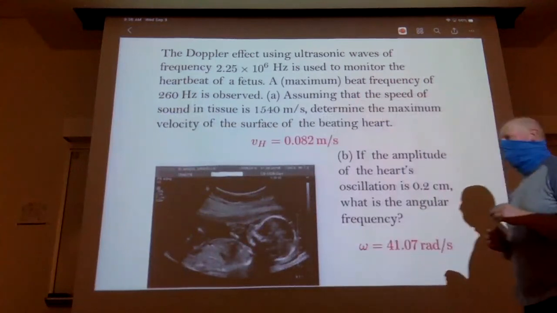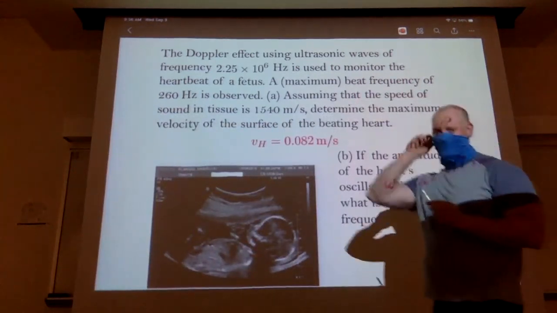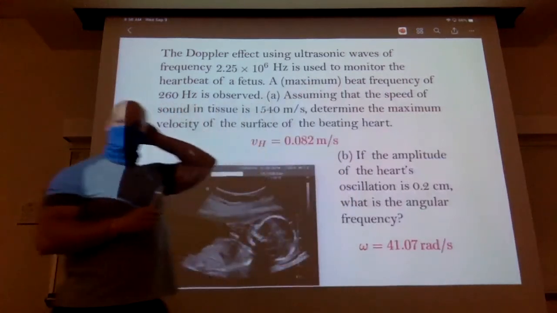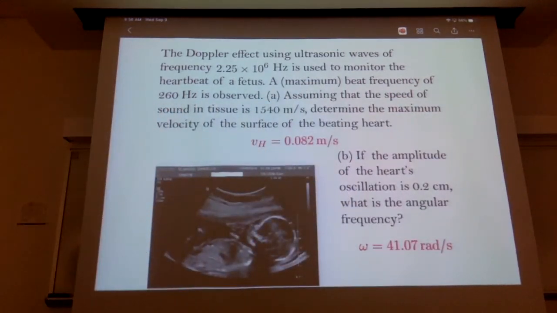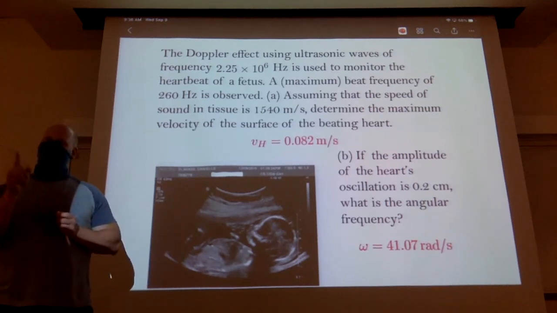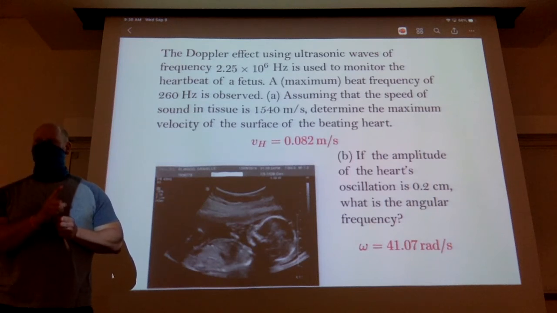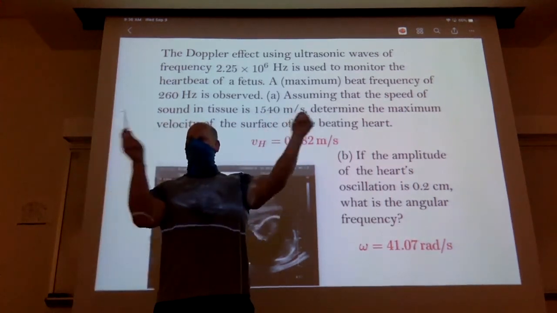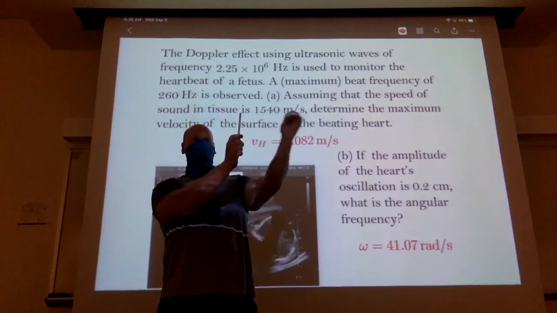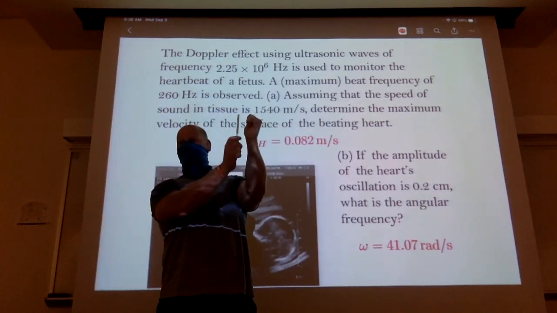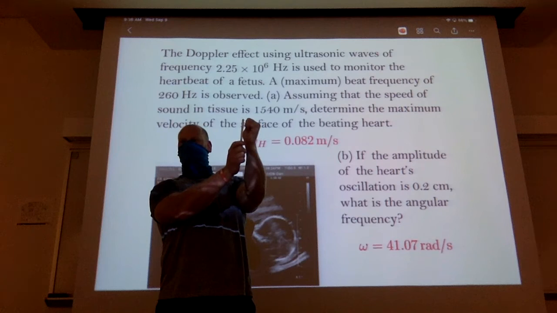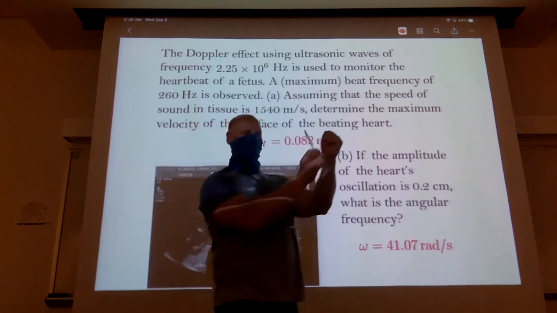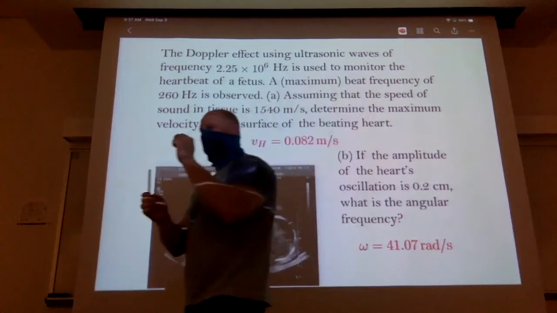Now, this problem is kind of tricky, for the same reason that sonar is kind of tricky, in that the heart is simultaneously acting as the source and as the observer. So what do I mean by that? Say the heart is oscillating like this. The original wave comes in, and it is Doppler shifted by the fact that the heart is acting as the observer. So there's an automatic Doppler shift due to the motion of the heart.